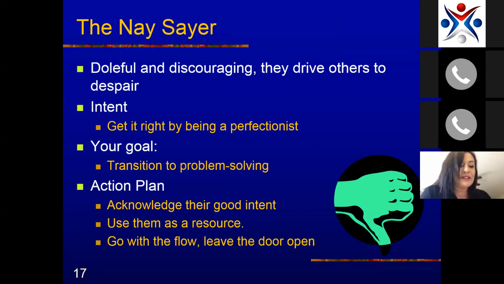Get them engaged. Say to them, you come up with some problems and you understand these problems better than anyone here. I am sure that we can come up with a solution. How do you suggest that we resolve this?